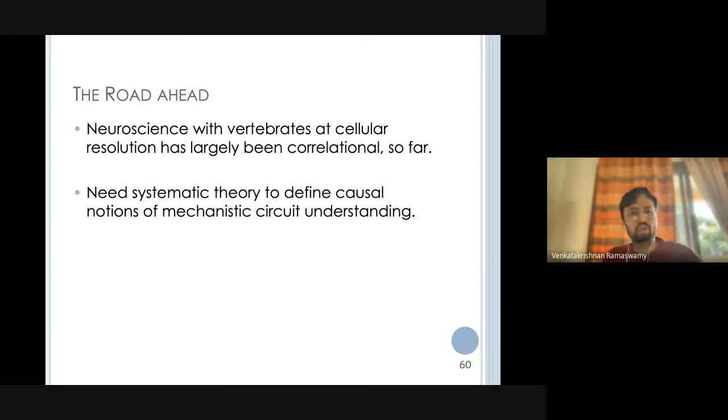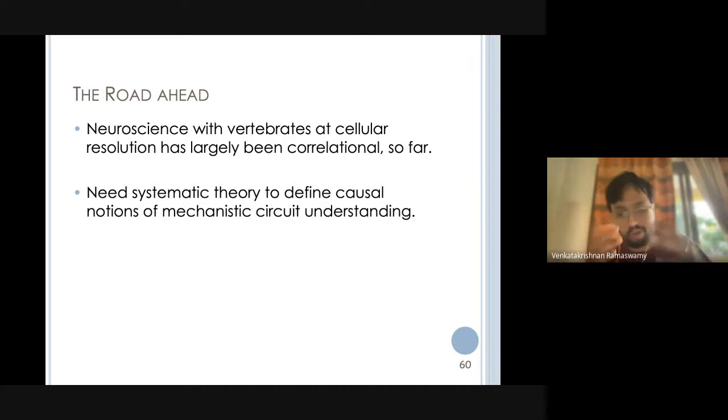Again, going back to neuroscience: at cellular resolution it has largely been correlational so far. But we need a systematic theory to define causal notions of mechanistic circuit understanding. A lot of this work is a very active area, and there is a lot of conceptual progress that needs to be made, certainly in my opinion.